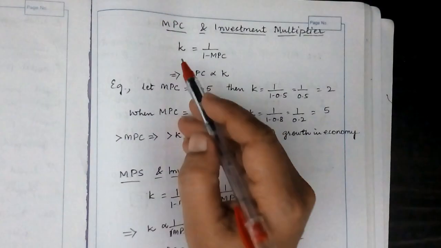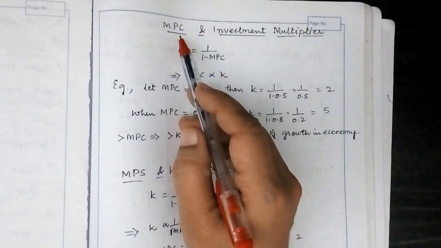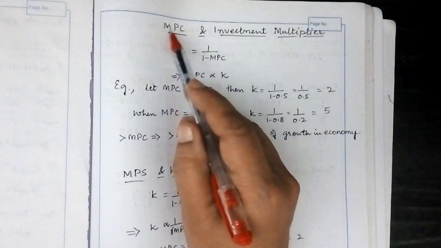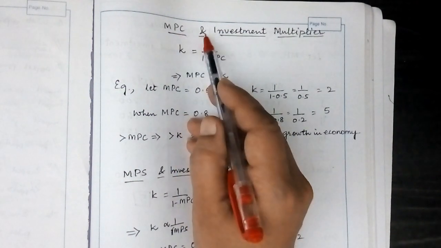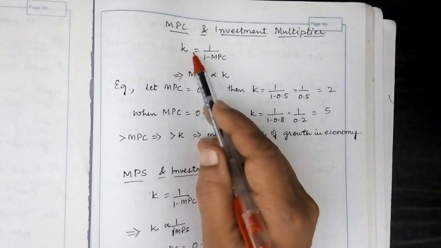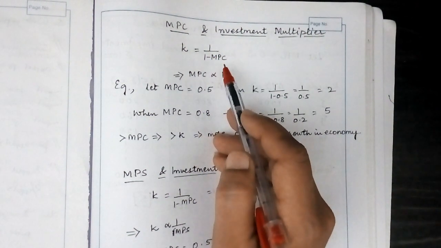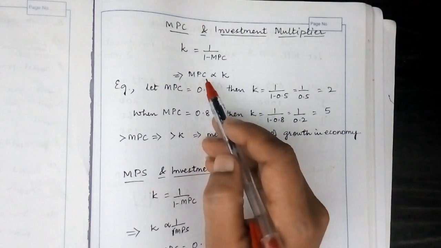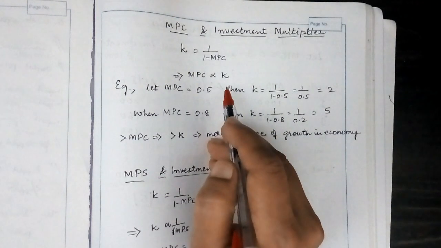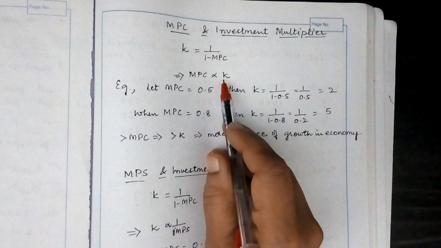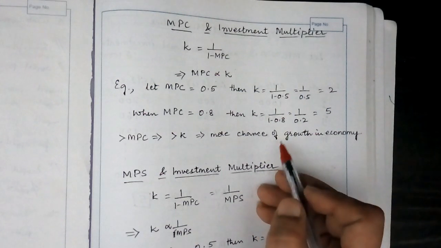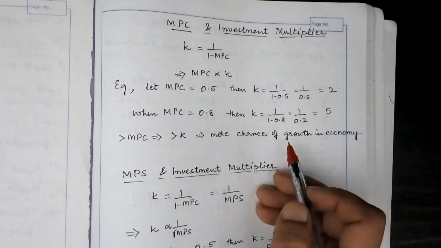Now, since the slope of the AD curve is MPC, there is a relationship between the MPC, the marginal propensity to consume, and the investment multiplier. So now the investment multiplier will be equal to 1 by 1 minus MPC. This MPC is directly related to the investment multiplier. Directly related means as MPC increases, the value of the investment multiplier also increases, and vice versa.